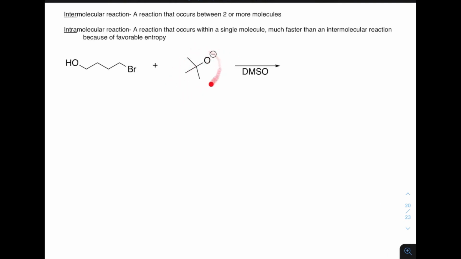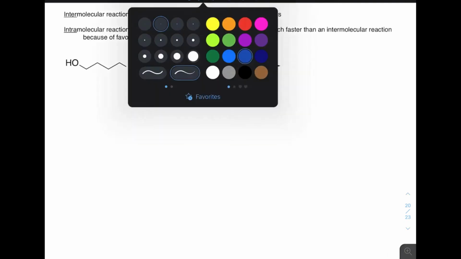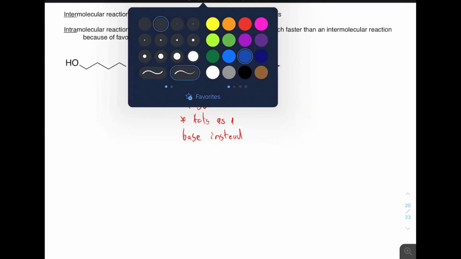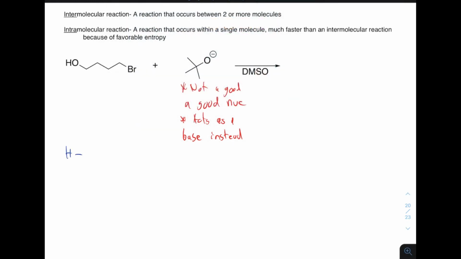negatively charged species here, which, as we remember from the last video, is not a good nucleophile. It's too bulky. So instead, it acts as a base. It acts as a base instead, again because of that steric hindrance, it's too bulky. It can't come in and get rid of the leaving group here. So what we end up seeing is, you'll have to redraw this in order to see the hydrogen coming off.